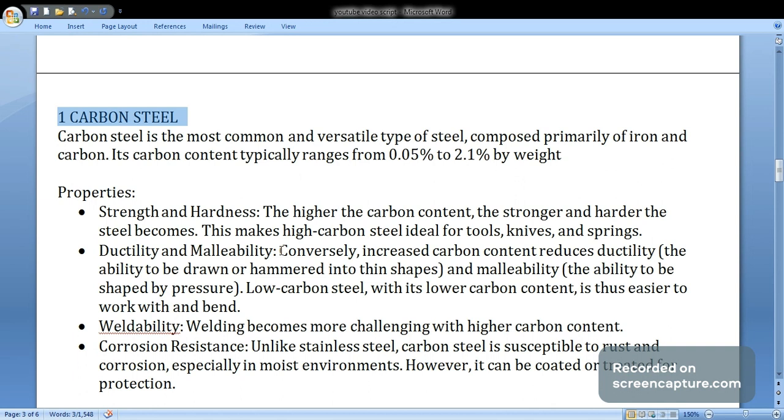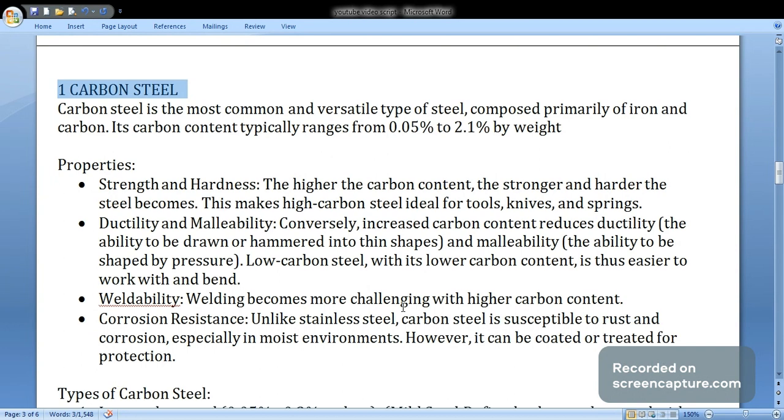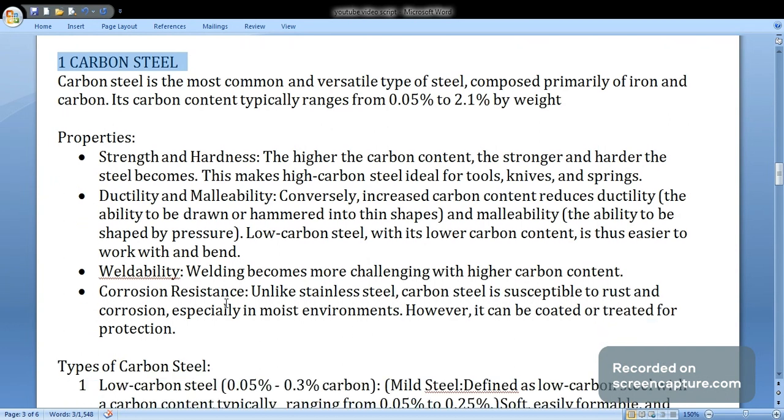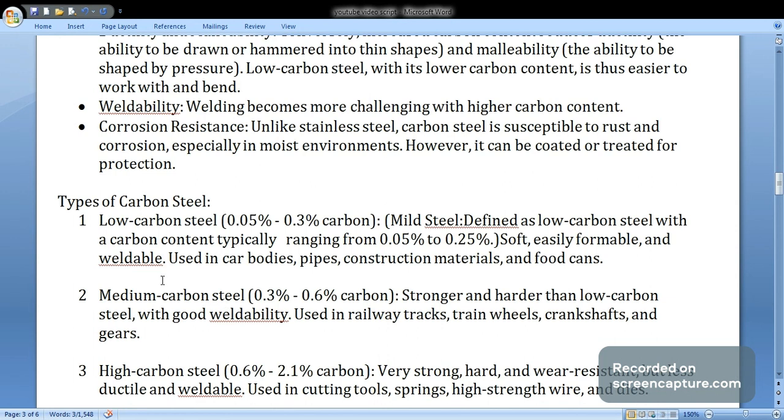Ductility and malleability. Increased carbon content reduces ductility, the ability to be drawn or hammered into shapes, and malleability, the ability to shape by pressure. Low carbon steel, with its lower carbon content, is thus easier to work with and bend. So as the name suggests, bendability: bending becomes more challenging with higher carbon content. So here are the basic three types of carbon steels.